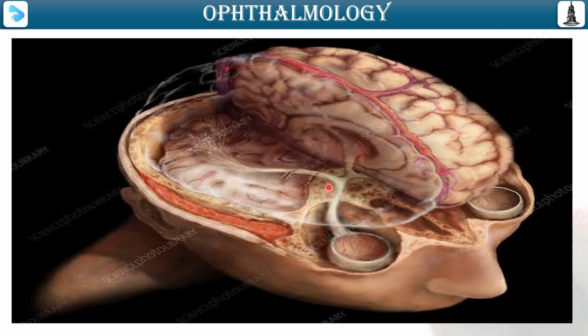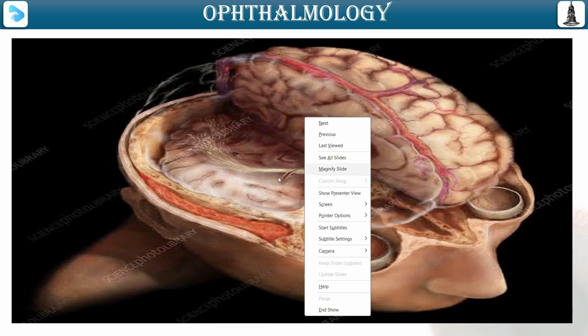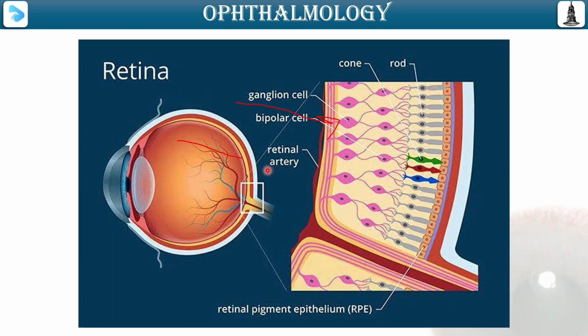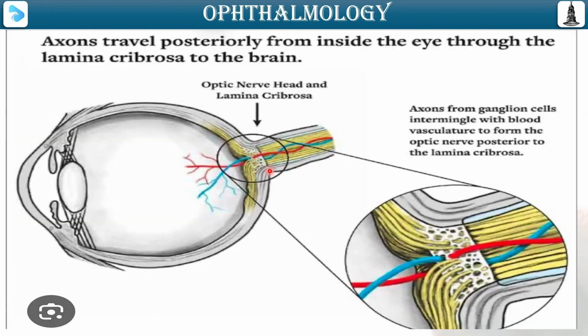Another important piece of info I want to tell you. So this is the retina, as I said. All the neurosensors of the retina gather together at an opening of the eye, called the lamina cribrosa, and gather together to make the optic nerve.